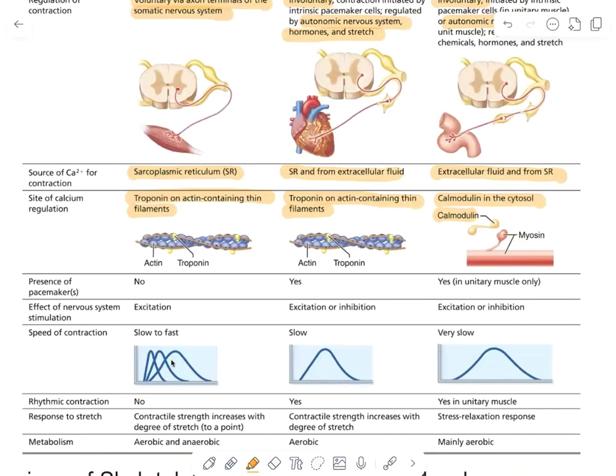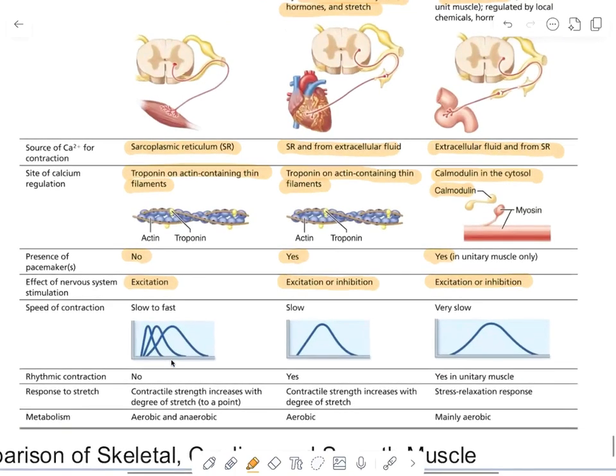There's no pacemaker in skeletal muscle, but in both cardiac and smooth muscle, we have a pacemaker because it's controlled by the autonomic nervous system. The nervous system stimulates or excites the skeletal muscle, but it can excite or inhibit both the cardiac or smooth muscle.